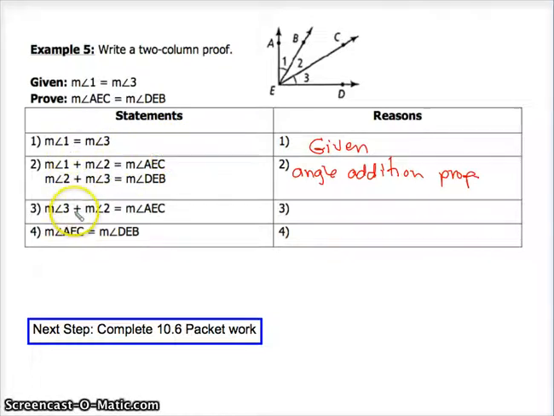Now I make the jump to say that the measure of angle 3 plus the measure of angle 2 is equal to AEC. If I look right here, here's how we find the measure of AEC. Instead of the measure of angle 1, I have the measure of angle 3. Since 1 and 3 were the same, I substituted 3 in. This is the substitution property.